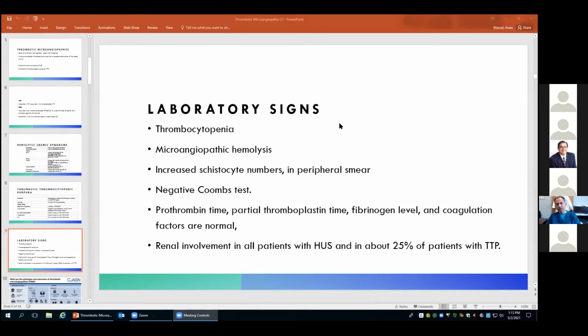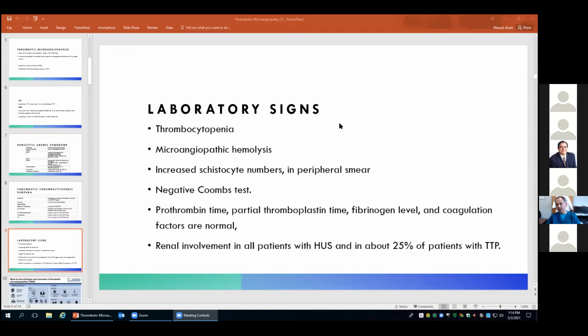But microangiopathic hemolysis is always there, and you will always see schistocytes on the peripheral smear, and a negative Coombs test. Another finding is that PT, PTT, INR, and fibrinogen level are all normal. This is a differential point from DIC, in which there's an abnormal PT, PTT, fibrinogen or D-dimer, while in TTP, these are at normal levels. And renal involvement happens more commonly and is more severe in HUS, and happens less severe in TTP. That's a differential point again between HUS and TTP.